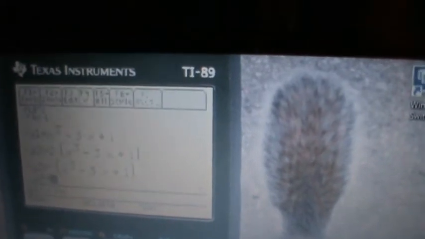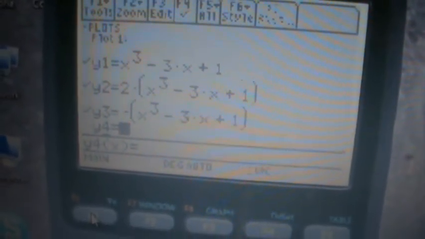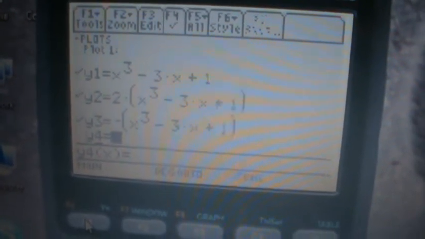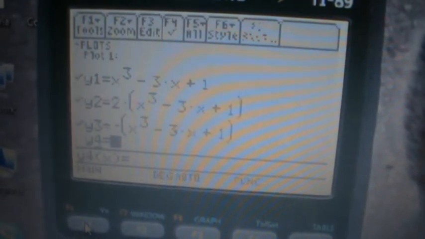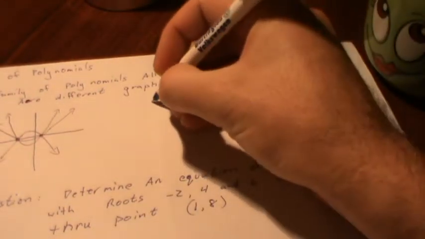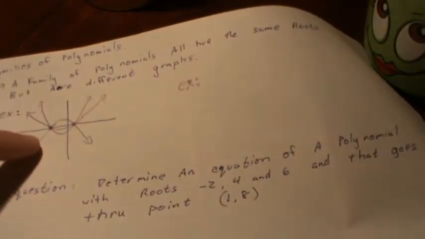So the point of this was to notice the difference in the equations. Basically these polynomials are all the same, except the first one has nothing multiplied by it, the second one has a 2 multiplied by it, and the third one has a negative number multiplied by it. And so what that means is a family of polynomials would look something like this on paper. Let's go ahead and write it down right here. So example, this was an example of the graph over here.